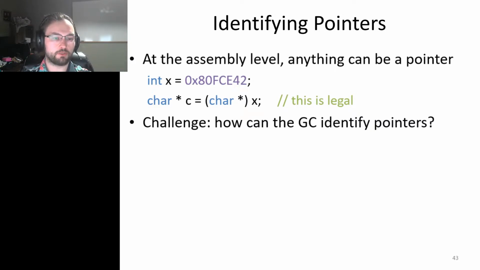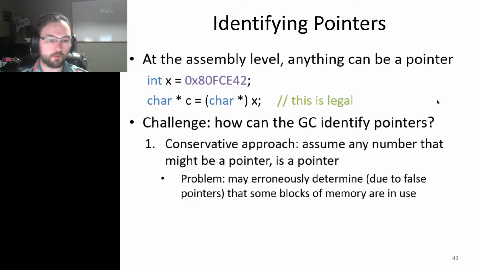It's a 32-bit value that isn't under 4K. It's not on the first virtual page, where it's unlikely to be a pointer. So that might be a pointer. So we have to try to figure out which things are pointers. And there's two ways to do it.